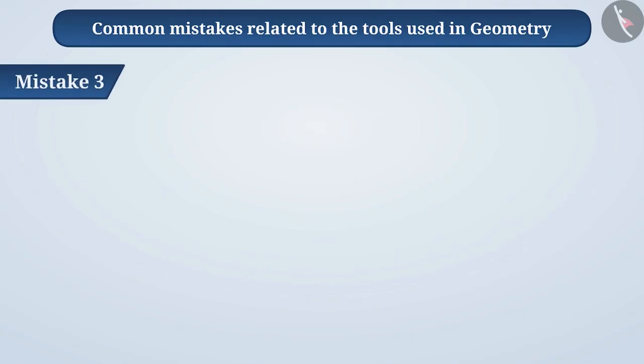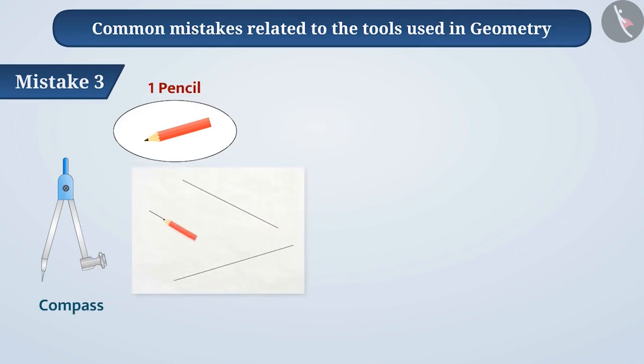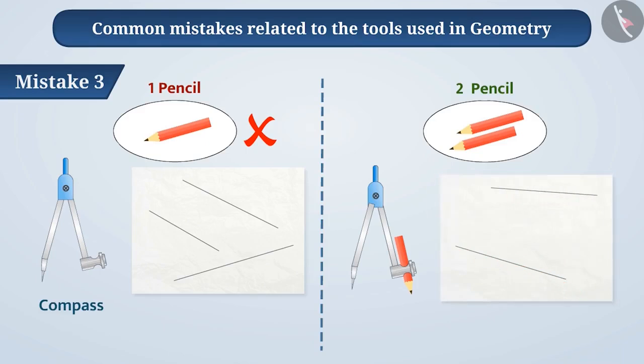Mistake 3. Students often use the same pencil for the compass and to draw lines. Keep in mind that if you have two pencils, one pencil will always remain fixed to the compass, and the other can be used to draw lines or curves and mark points, which will reduce the wear of the pointed end of the pencil, and at the same time, one can overcome the difficulty of placing and removing the pencils in the compass.